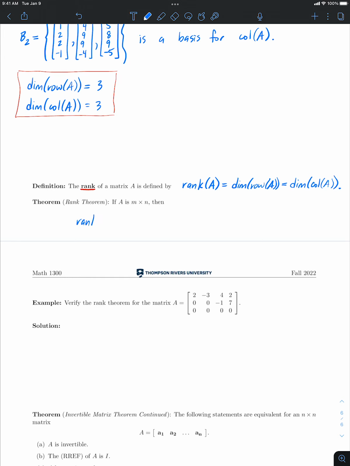It says that if you add the rank of that matrix to its nullity, you're always going to get the number of columns. Okay, so remember, n comes from the dimensions of the matrix. So the rank of A and the nullity of A will always add up to the number of columns of the matrix A.